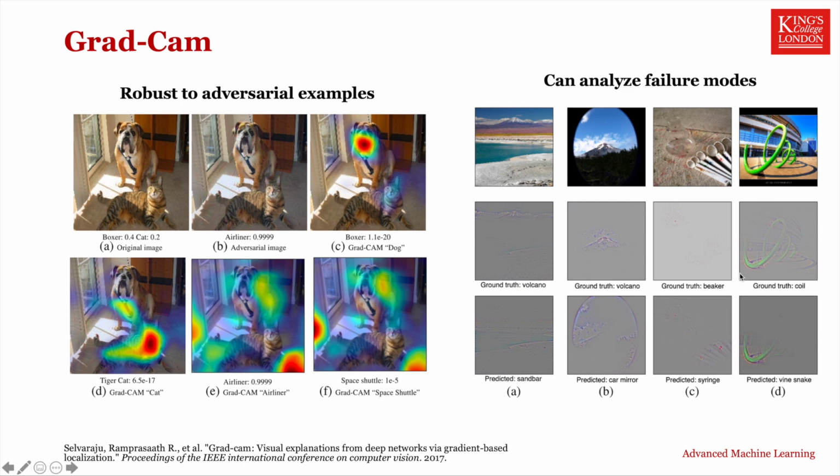And they also used it as a means of diagnosing other failure modes. For example, in this case, the picture was predicted as a snake, and you can see from the heat map why that might be the case, because it's just focusing on a green part of this coil.